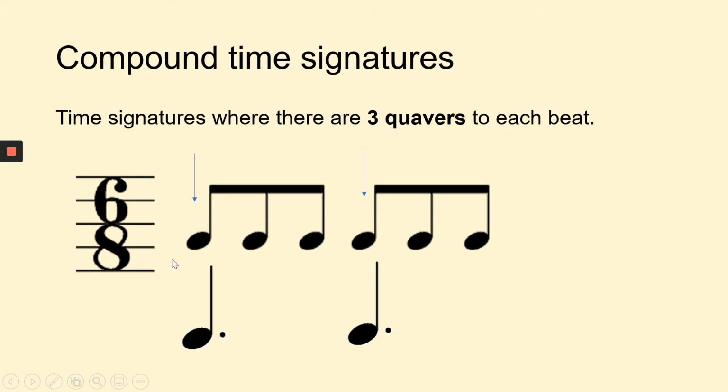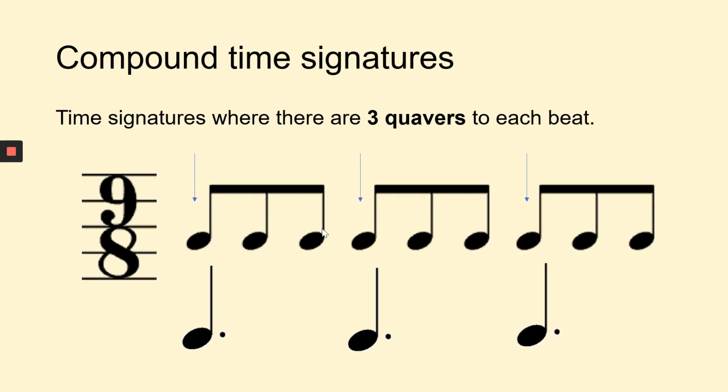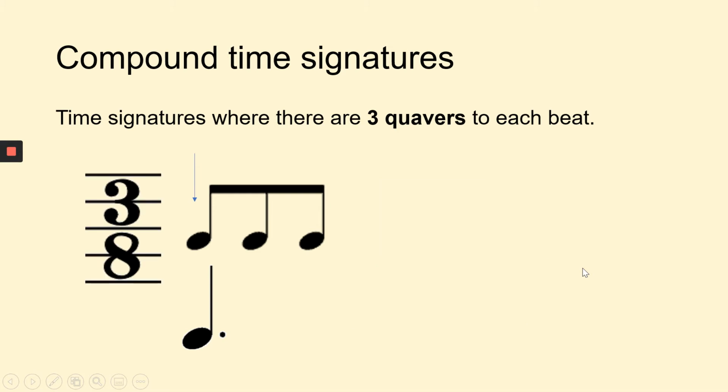So 6/8 is one example of a compound time signature, but of course there are others. We can have 9/8, where we'd simply add another group of 3, and it would sound like this: 1, 2, 3. We can also have 3/8, where we only have 1 beat in every bar. 1, 1, 1, 1. So those are our most common kinds of compound time signature, where there are 3 quavers to each beat.